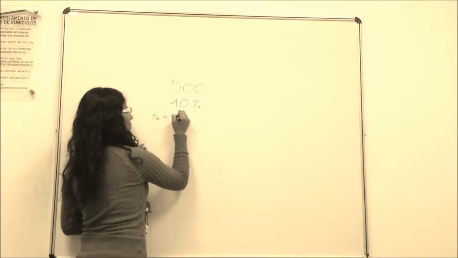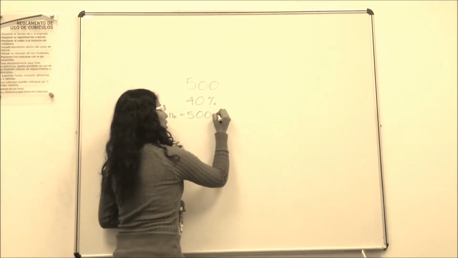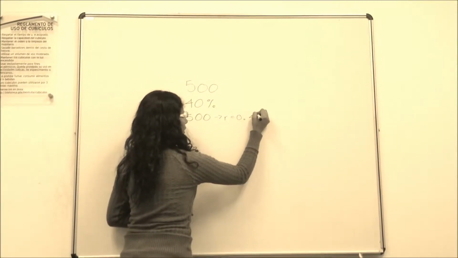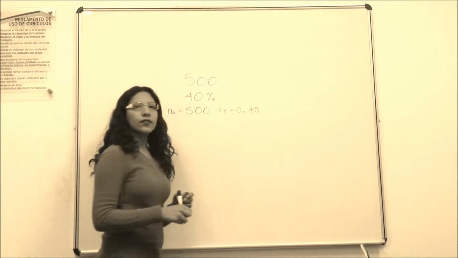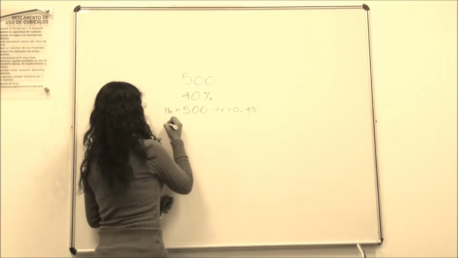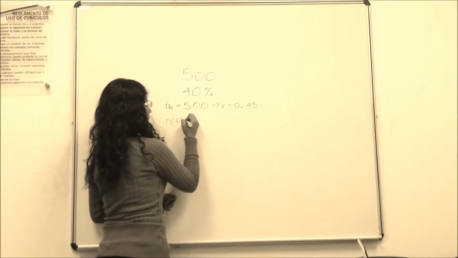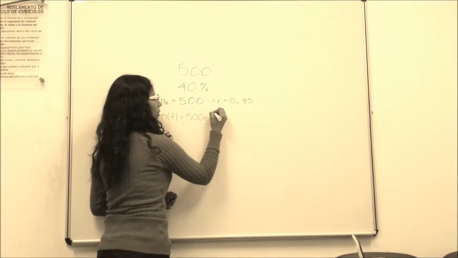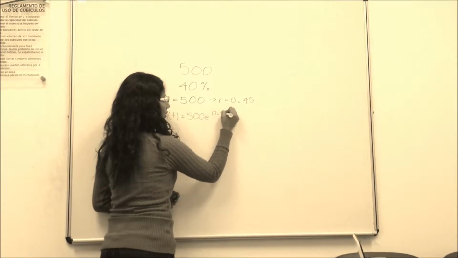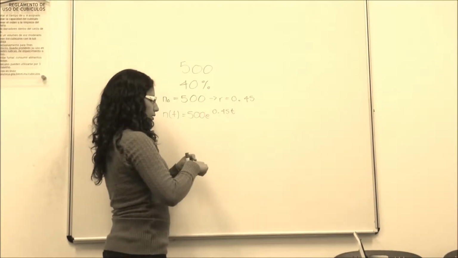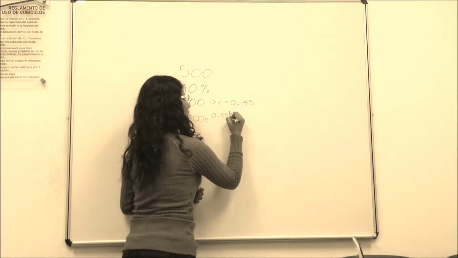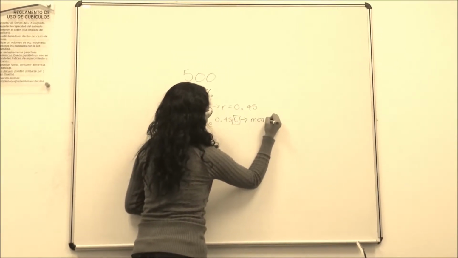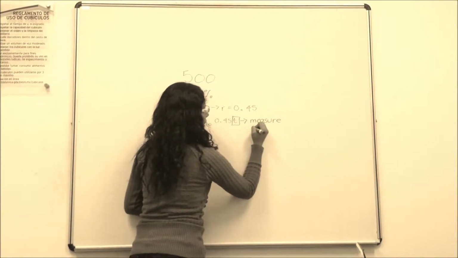P0 is equal to 500 and r is equal to 0.45, to get the function 500 e raised to the power 0.45t, where t is measured in years.